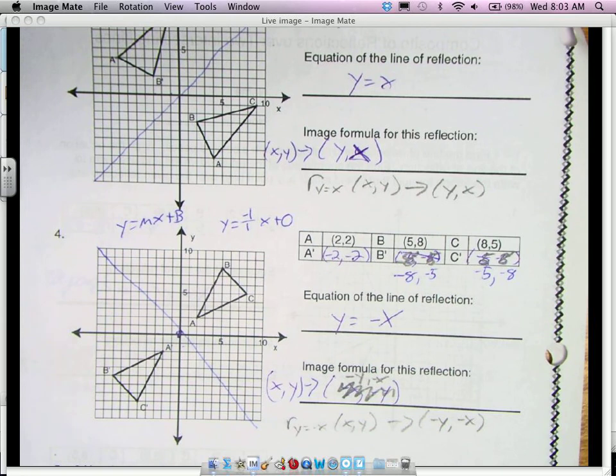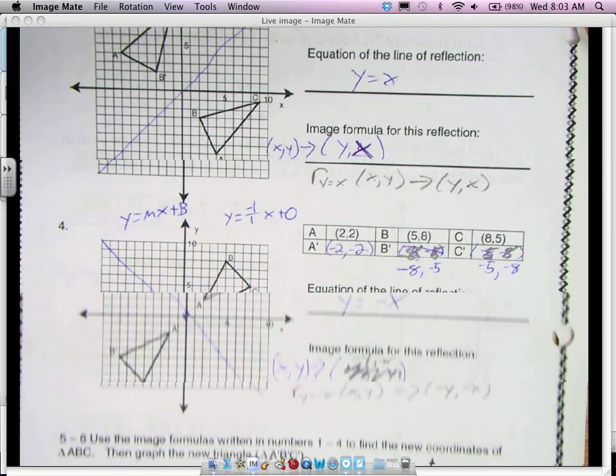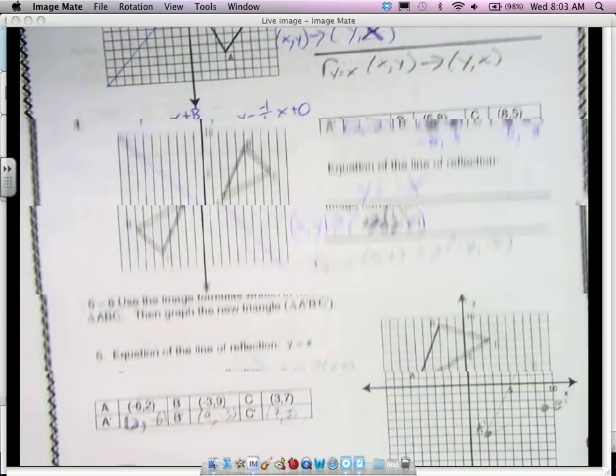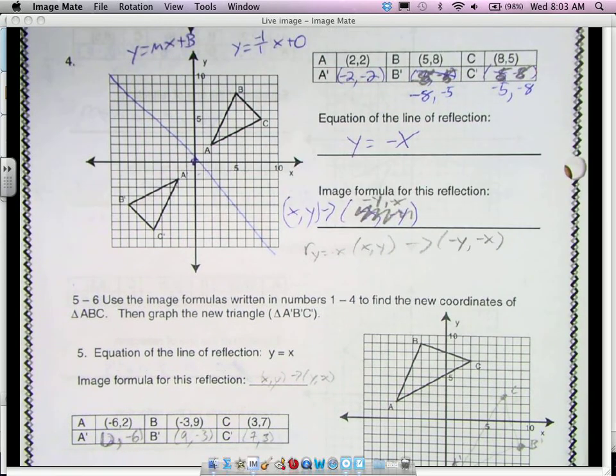Okay, for number 5, we've got y equals x. So I look up at 1 through 4. It looks like 3, and the image formula is y comma x. So I write down all of my points by just switching y and x. So instead of -6, 2, I do 2, -6. Instead of -3, 9, I do 9, -3. And instead of 3, 7, I do 7, 3.